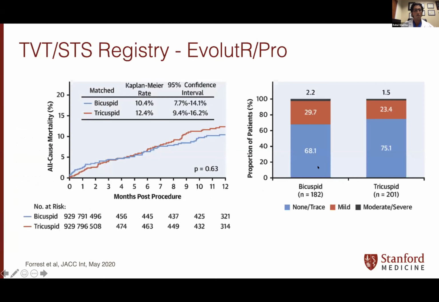John Forrest and his group published earlier this year in JACC Intervention, focusing on the Evolut R and the Evolut Pro data. So looking at a much more contemporary device and focusing on the Medtronic platforms. They too matched their cohorts and showed that there was no significant difference in all-cause mortality between the bicuspid and the tricuspid groups. Importantly, in terms of perivalvular leak, the vast majority of patients had no or mild perivalvular leak, with a very small proportion of patients having significant leak. In addition, they showed no significant difference in terms of stroke between the two groups.